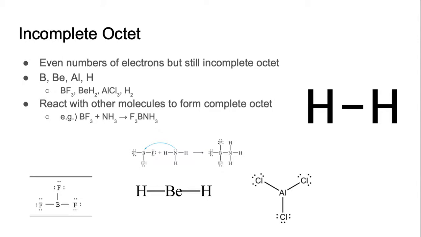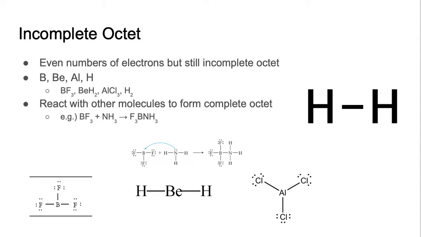The second exception to the octet rule is incomplete octet. These molecules have even numbers of electrons, yet are unable to complete the octet rule due to their characteristics. So the most obvious and familiar example is H2. Because hydrogen can only have a maximum of 2 electrons, it cannot complete the octet rule.